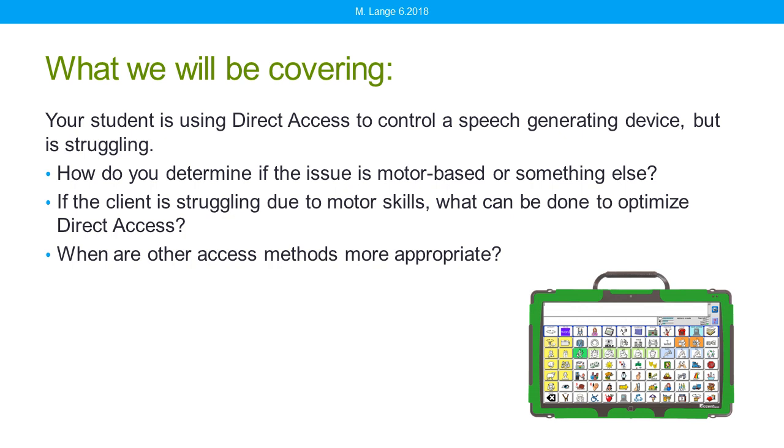All right, so this is what we'll be covering here today. Let's say you're working with a student who's using direct access to control a speech generating device, but they're struggling. How do we determine if the issue is motor-based or if there's another cause? Because it could be another issue. If the client's struggling due to those motor skills, what can we do to optimize their access? And how do we decide at what point we abandon direct access and maybe move to a different access method?